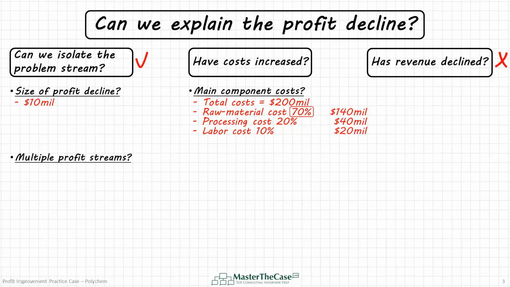Next, I'll determine if the total cost increase is isolated to an increase in a specific cost. So, do we have data on how each of these costs has changed? Yes. Raw material cost has increased by $10 million. All other costs have stayed the same. I see. So, we have now isolated the client's entire cost increase to raw materials. At this point, I'd like to synthesize my learnings and outline next steps.